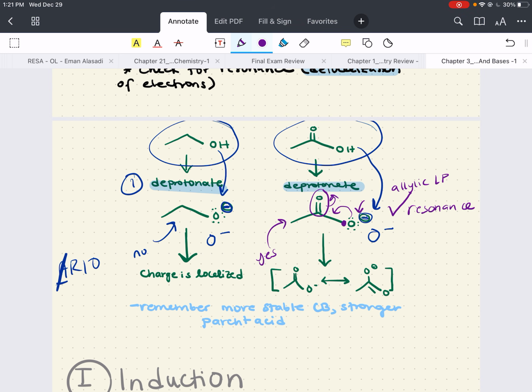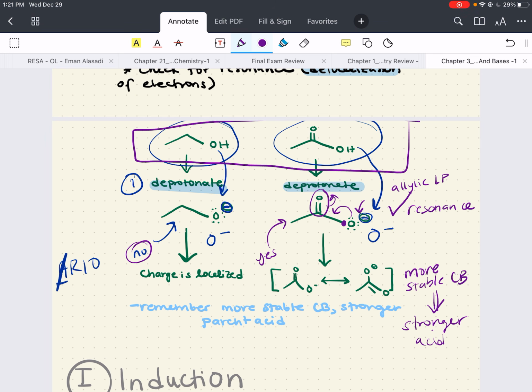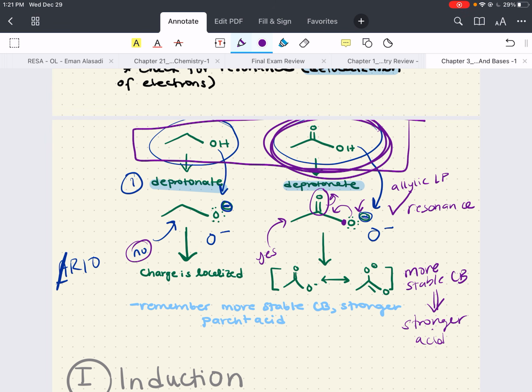Now, it has resonance and the other molecule doesn't. So this makes this molecule more stable conjugate base. And if this molecule is the more stable conjugate base, it's going to be the stronger acid. So we go back to our original question. Which one of these two is the stronger acid? It's going to be this guy right here.